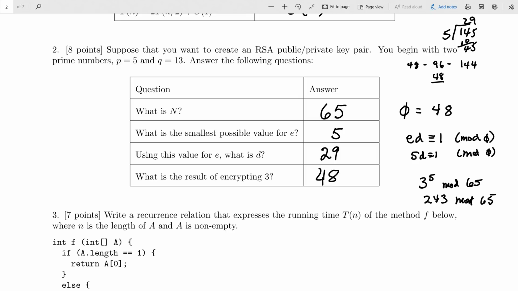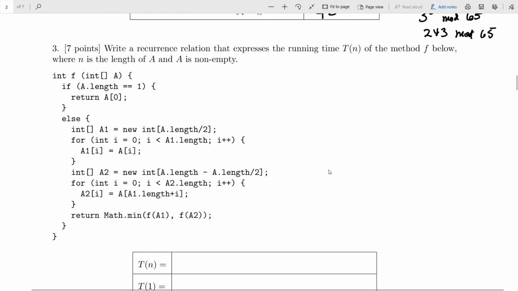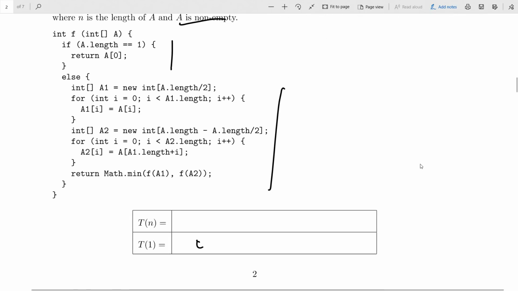Okay, any questions about that? Okay, so we're supposed to come up with a recurrence relation to describe the running time of that method there. So take a minute and look at it. I mean, we got the base case here. If the array is of length 1, it says A is non-empty, so that's important. And here's the recursive case. So we can certainly do the base case. That's constant. What's it take to figure out the recurrence relation for the general case?